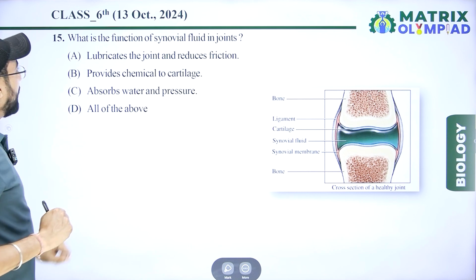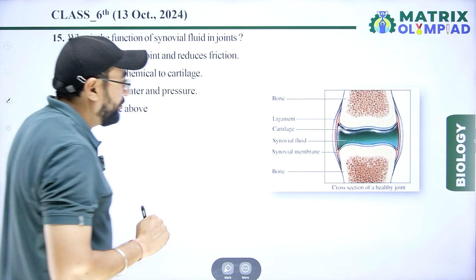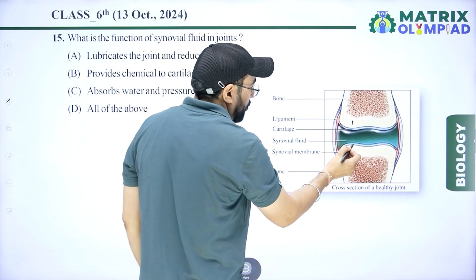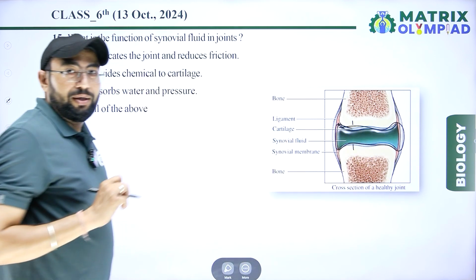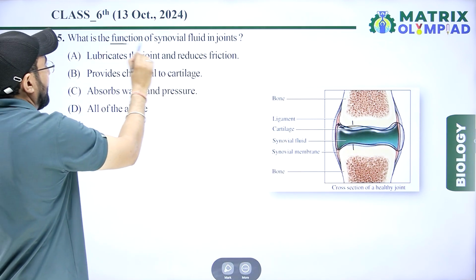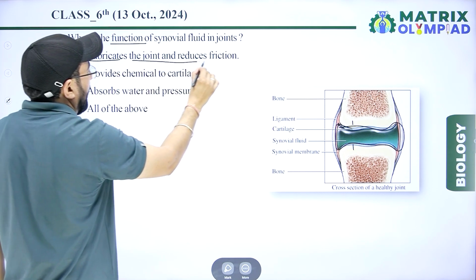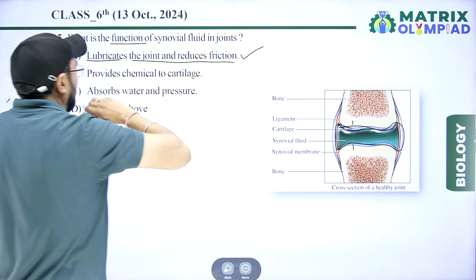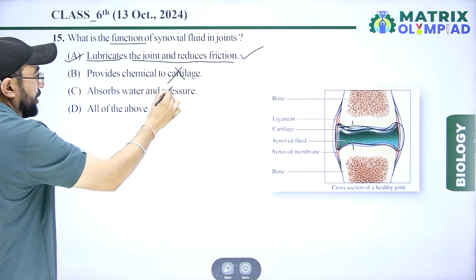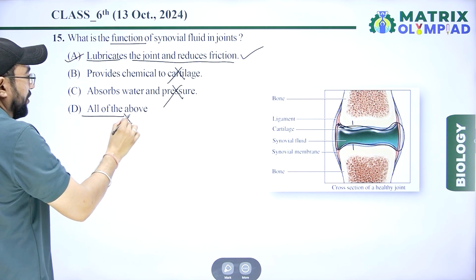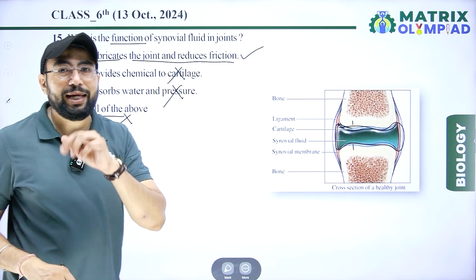Next, what is the function of synovial fluid in a joint? Synovial fluid is present between two bones, that is, at the joint. Its function is to lubricate the joint and reduce friction. Option A is right. Provide chemical, wrong. Absorb water and pressure, wrong. And all of the above, wrong. So according to the question, the right answer is option A.